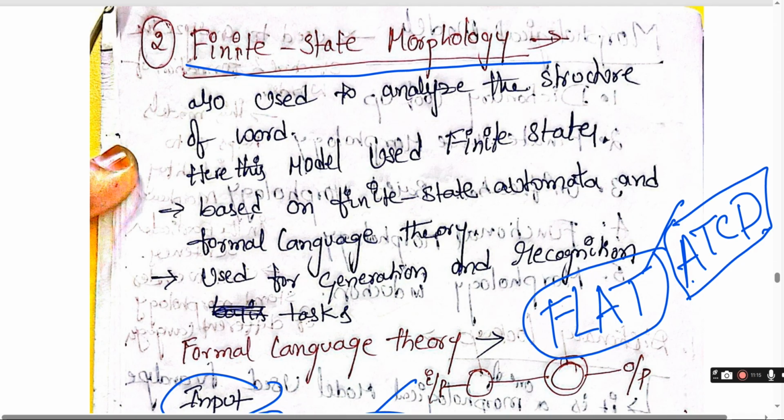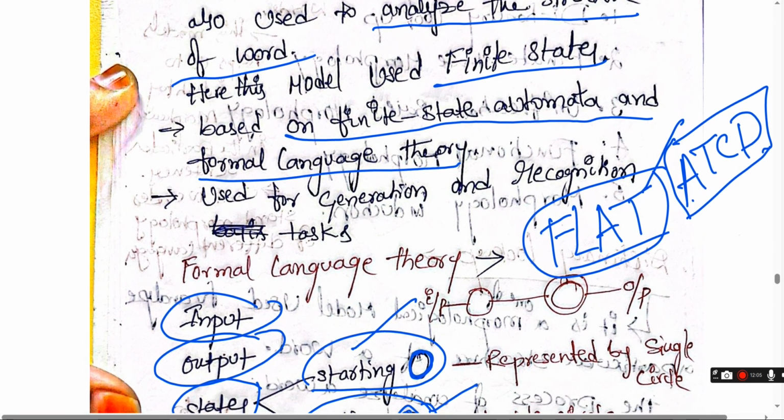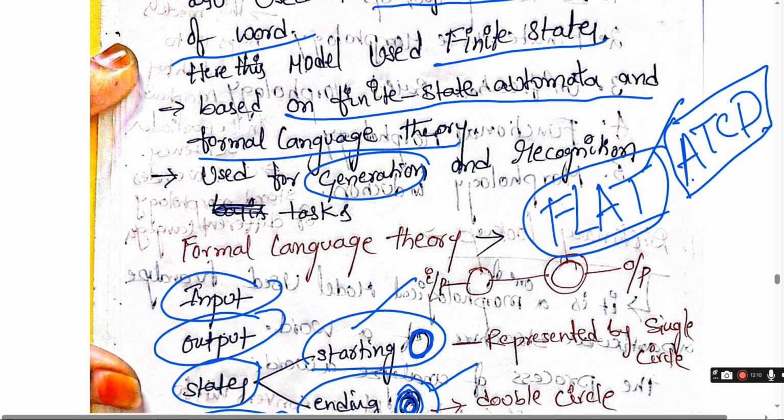Okay, so now we'll go for finite state morphology. This is also used to analyze the structure of the word. Here, based on the finite states, we will analyze the structure of the word. The finite state transitions will depend on the suffix and prefix of the base word. So based on these suffixes and affixes, we analyze the structure of the word. Based on finite state automata and formal language theory, this morphological finite state model will work. The important thing is that it is especially used for the generation and recognition of NLP tasks.